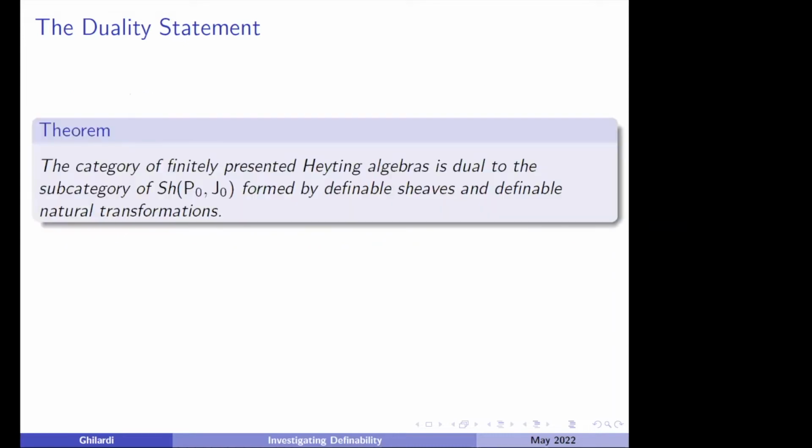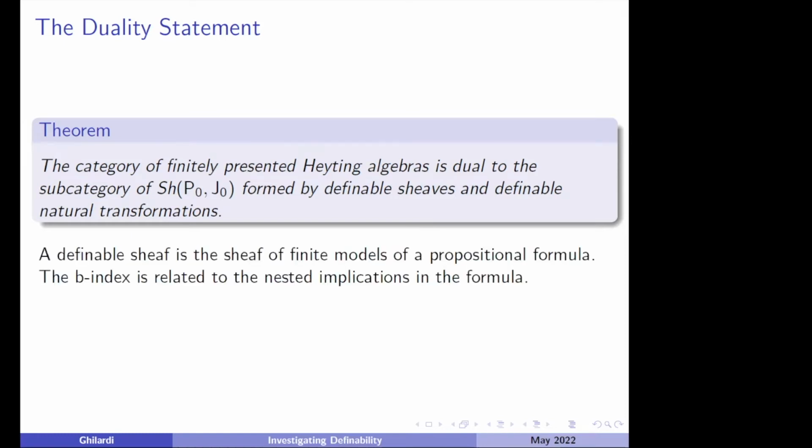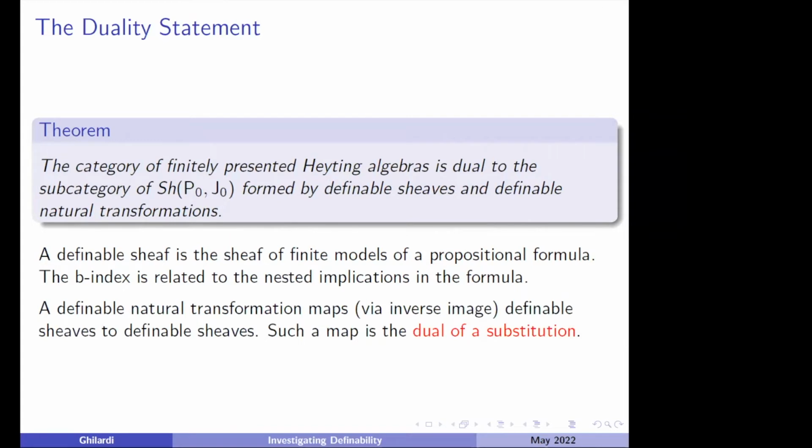Now, our duality is stated rather simply, and it says that the category of finitely presented Heyting algebras is dual to the subcategory of sheaves formed by the definable sheaves and definable natural transformations. So a definable sheaf is the sheaf of models of a propositional formula, and the bisimulation index is related to the maximum number of nested implications of the formula. There is a perfect parallel between these two, the syntactic notion and the bisimulation index. And the definable natural transformations correspond to the dual of a substitution. This is the point.